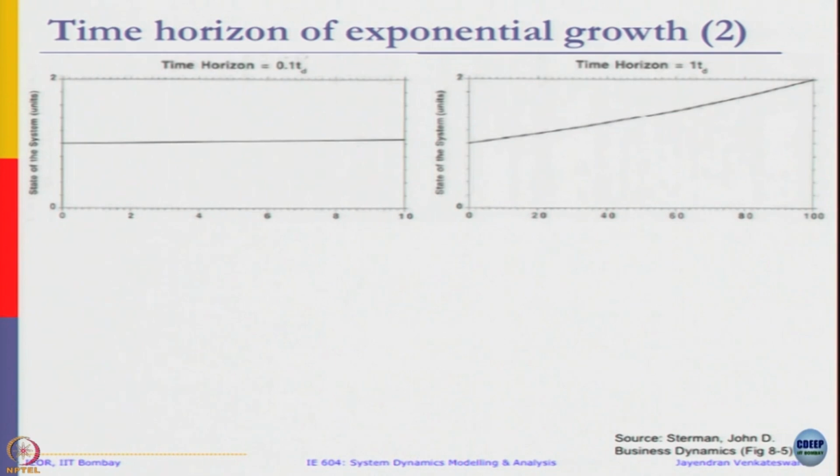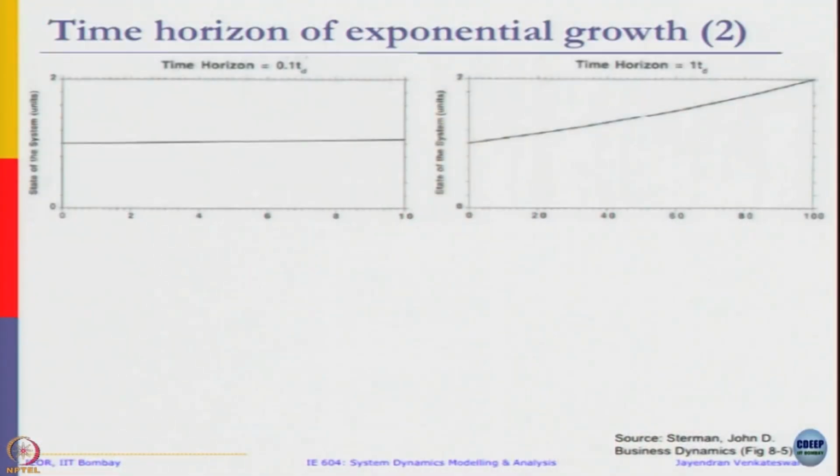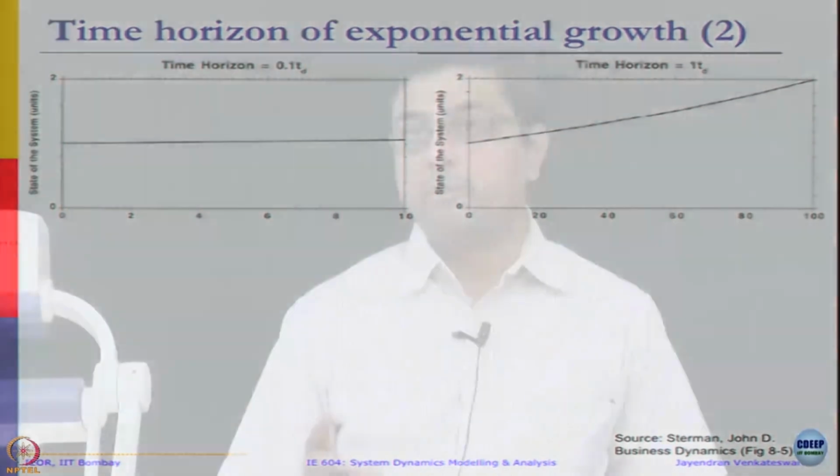Now your time horizon is 1 times the doubling time. If you squint your eyes or something, then you may start to perceive some exponential growth, but for practical purposes it looks like linear growth. It just goes from 1 to 2 in the time constant in this example, so it looks like linear growth to us. So you don't start to perceive exponential growth at all, even if you observe the system only until its doubling time, right. Doubling time depends on 0.69 by g.